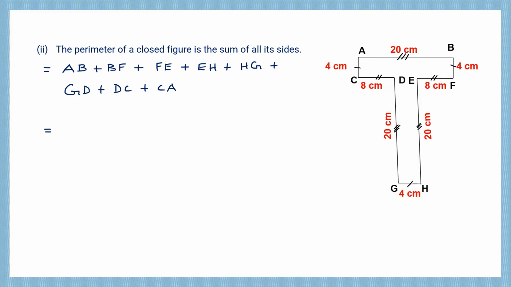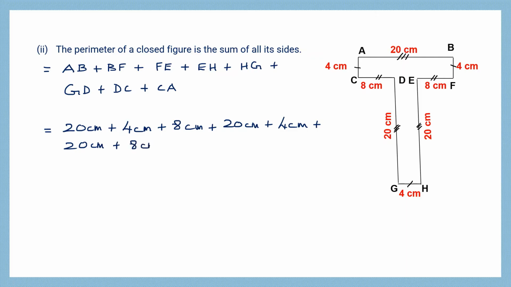Now let's substitute the values. AB 20 centimeters, BF 4 centimeters, FE 8 centimeters, EH 20 centimeters, HG 4 centimeters, GD 20 centimeters, DC 8 centimeters and CA 4 centimeters. Now let's add up everything.